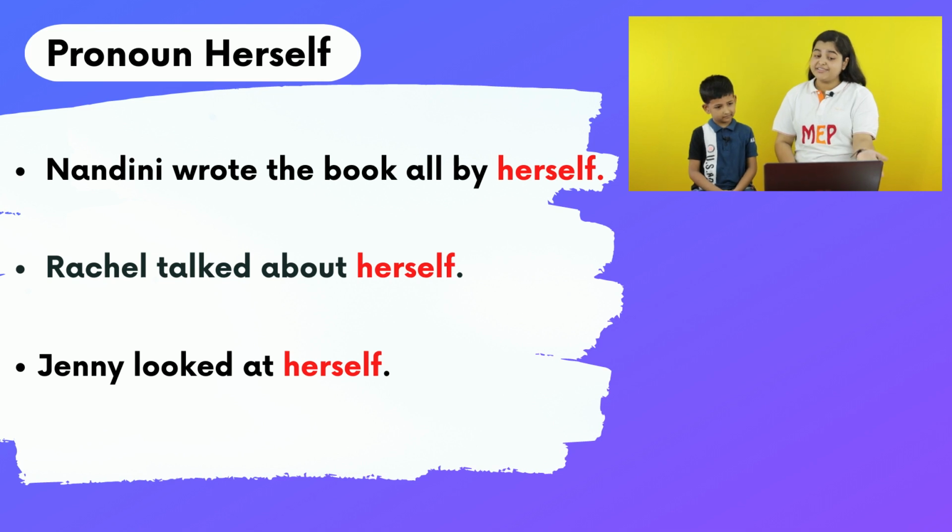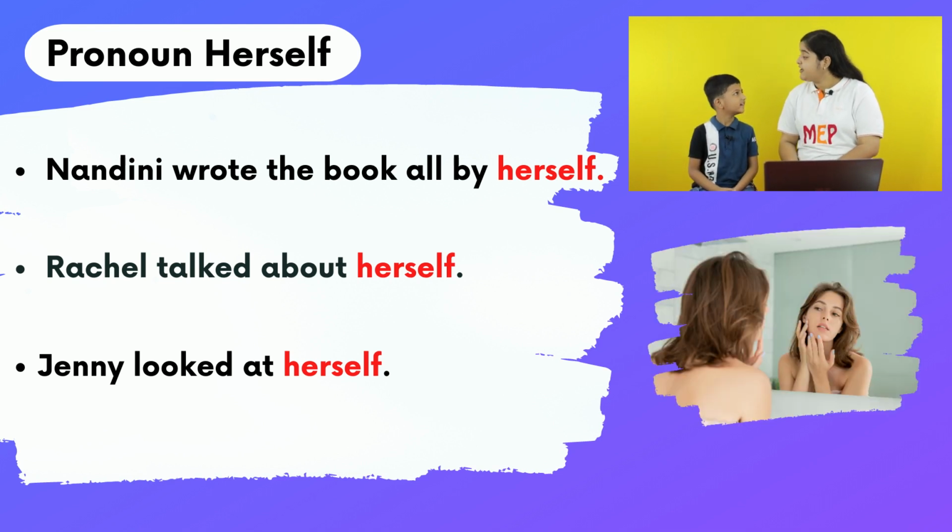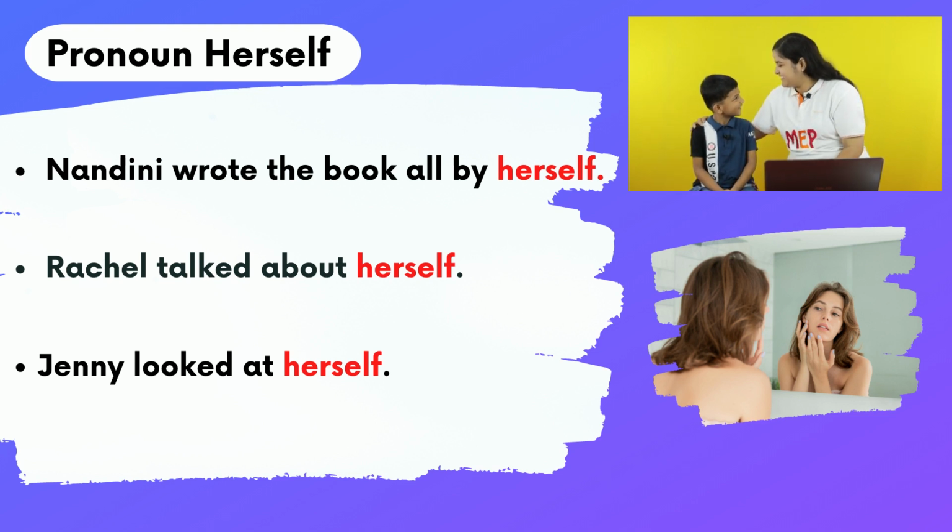So Rudy, read the third example. Jenny looked at herself. Correct. So can you identify the reflexive pronoun in this sentence? Herself. Why? Because it refers back to the subject. Correct. Now who is the subject? Jenny. Jenny is first person, second person or third person? Third person. Singular or plural? Singular. Feminine or masculine? Feminine. Very good, Rudy. You got it.